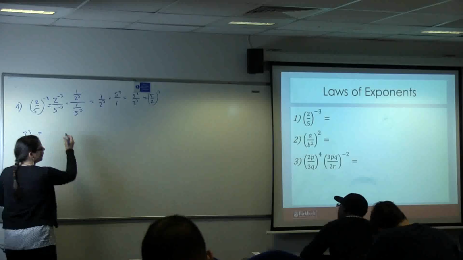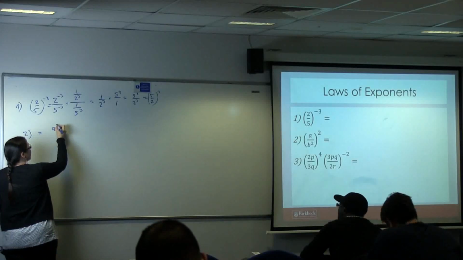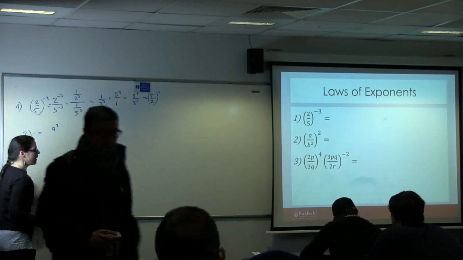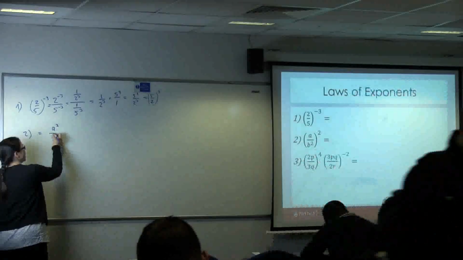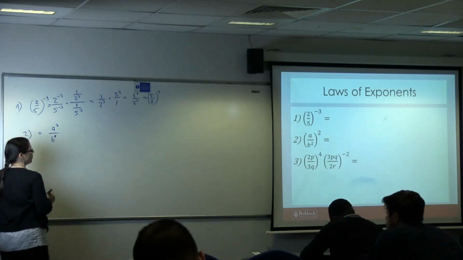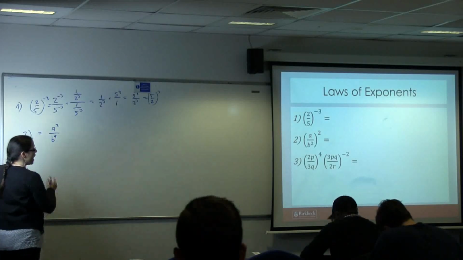What's going on in there? Again, I can raise them to the same power, numerator and denominator separately. A squared and b squared squared will give me b to the 4. And the last one.